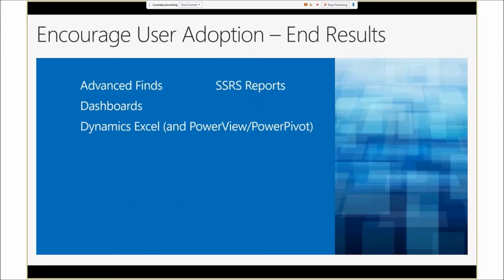So the other nice piece that we need to keep in mind when we're looking at user adoption is the end result. Why are we doing something? What are we trying to pull with these end results? Advanced finds, dashboards, SSRS reports, dynamic Excel reports. If our end result is only to capture how many items closed, why do we need to capture these 50 other fields that don't lead up to that end result?